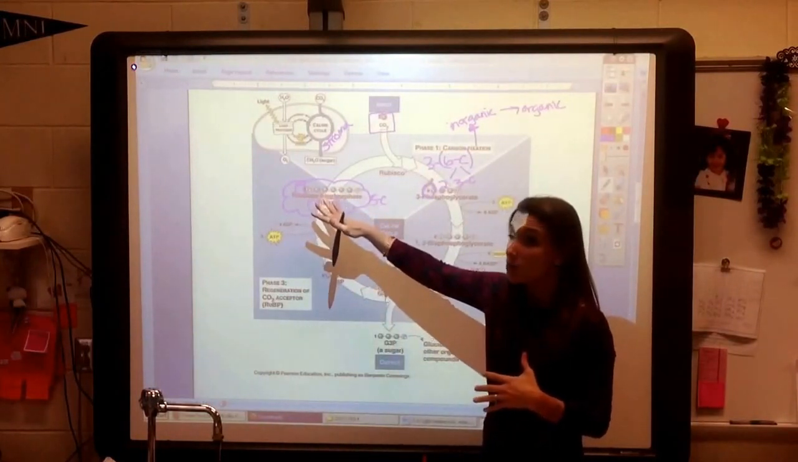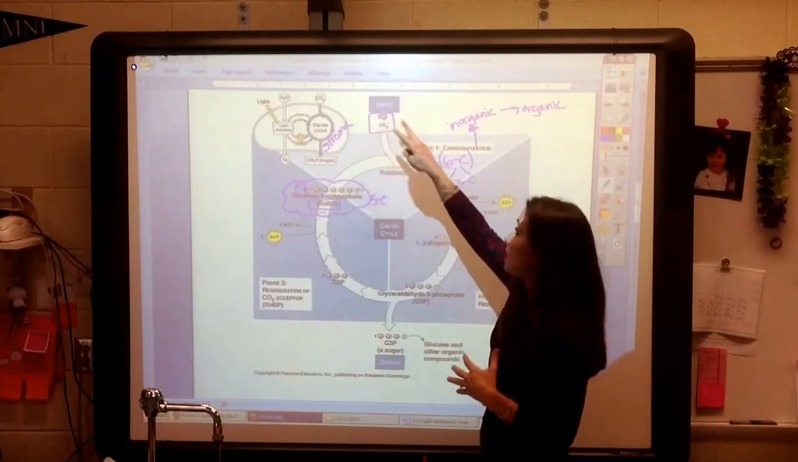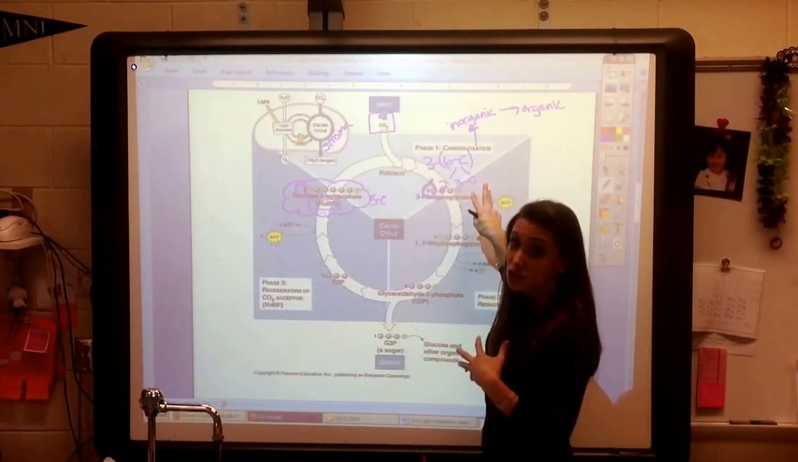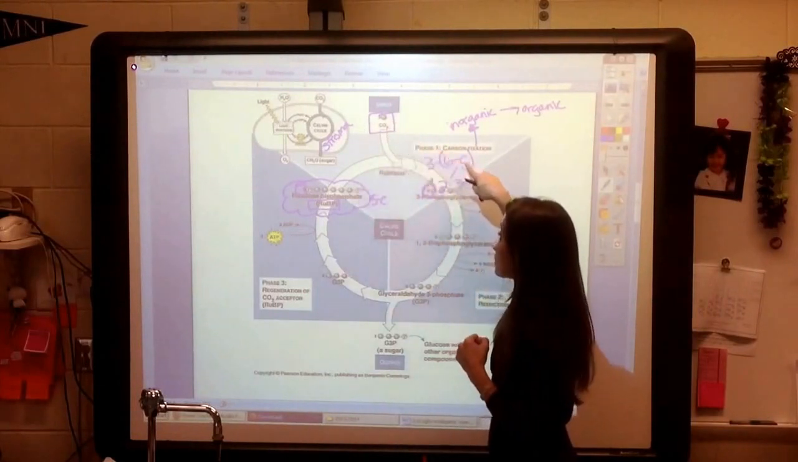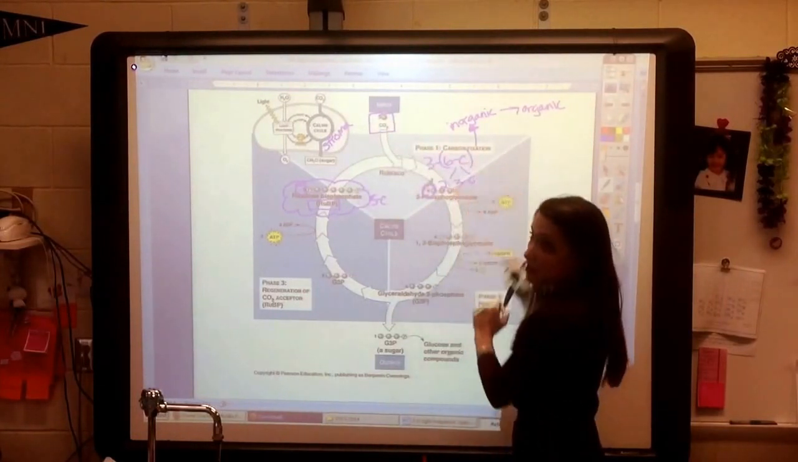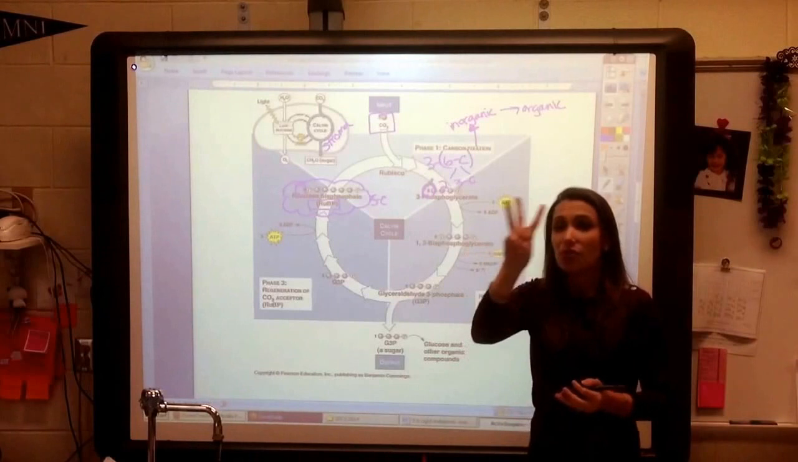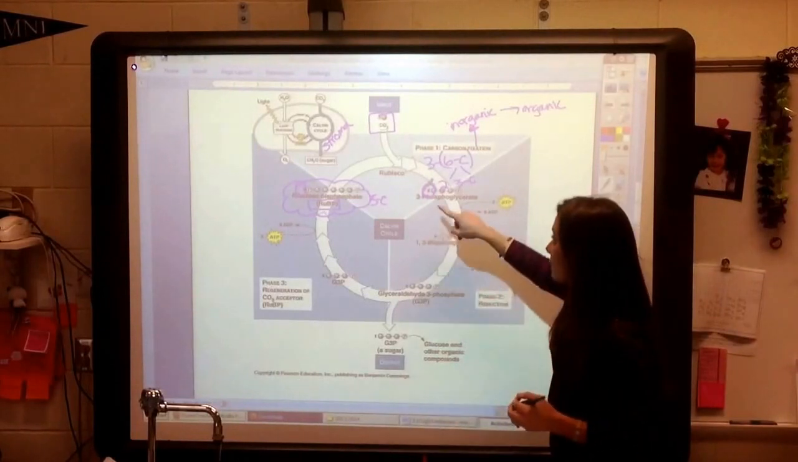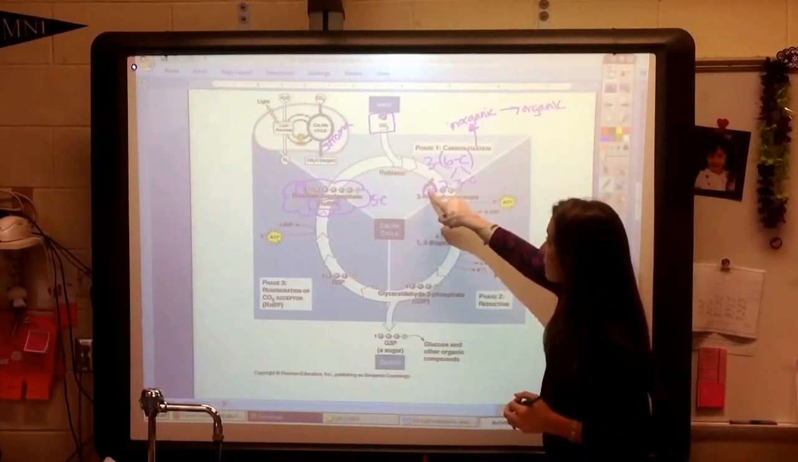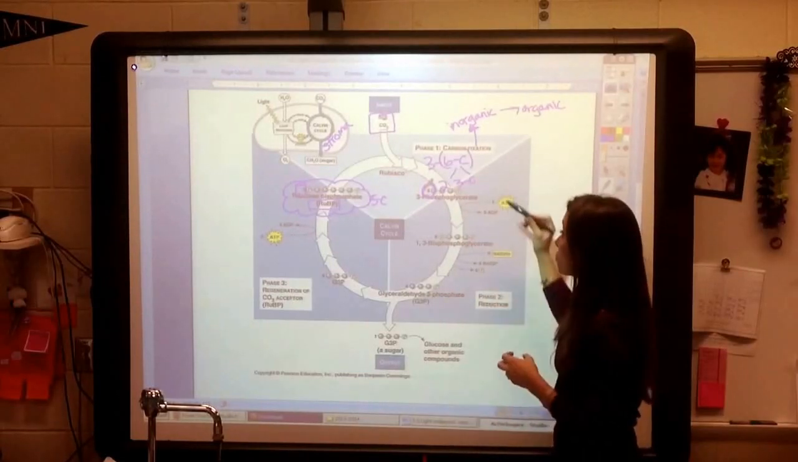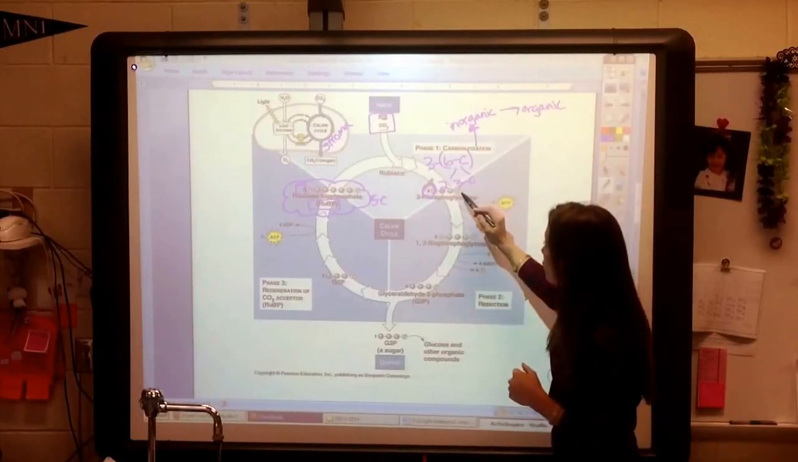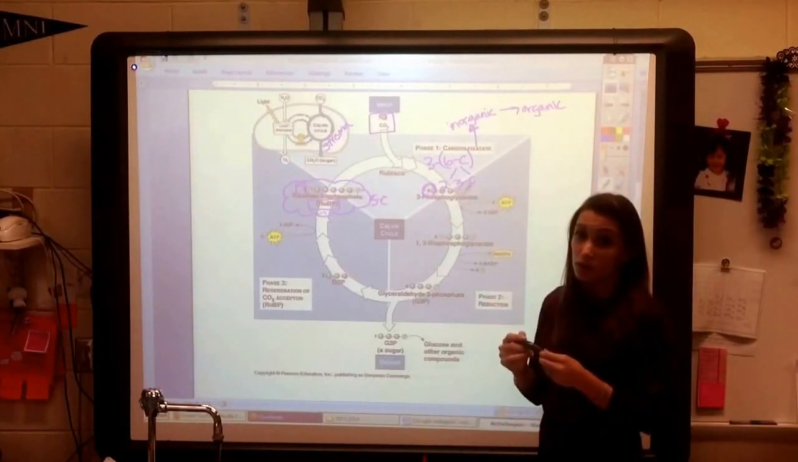I start with a 5 carbon, I add a 1, 5 plus 1, 6. 6 divided by 2 is two 3's. But this has to happen 3 at a time. So that's how I end up with 6 3-carbon compounds.